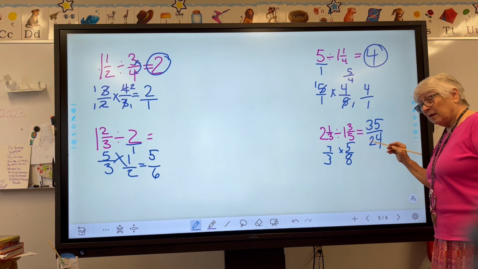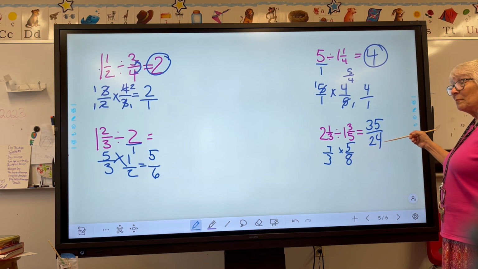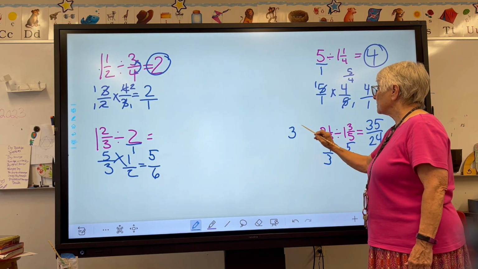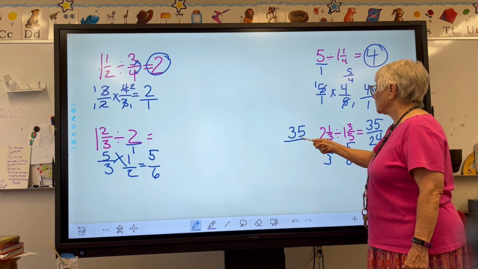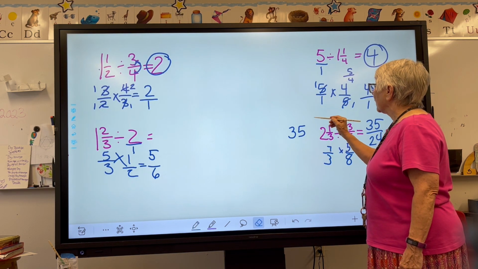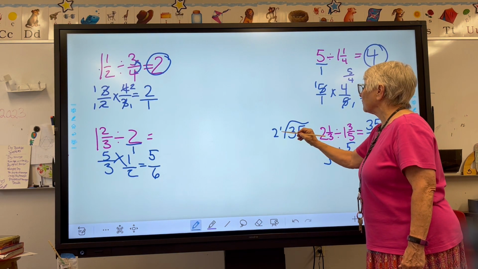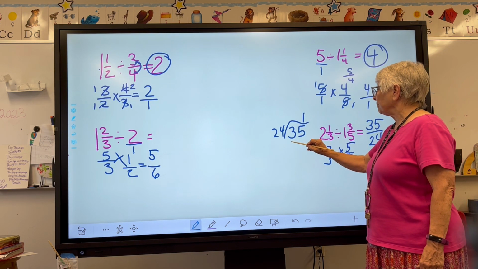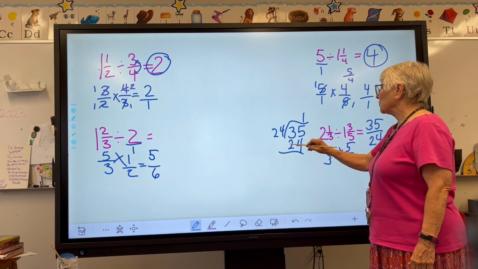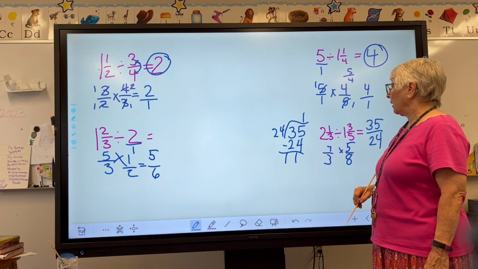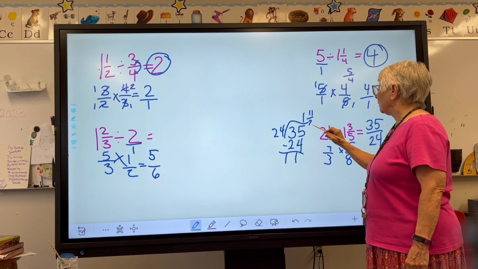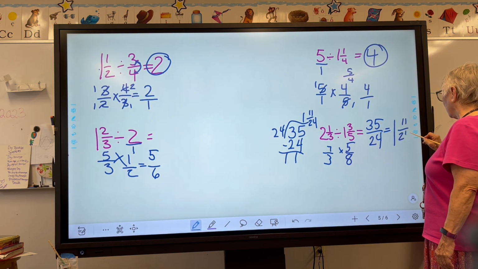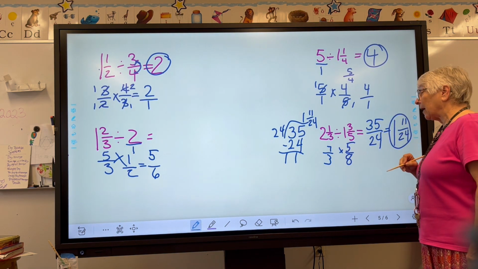So this time we got an improper fraction. So let's see. 35 divided by, oops, put the real division sign in there, divided by 24. That's not a very good division sign, but it'll do. 24 goes into 35 only one time, and when we subtract that, we get 11. So it's 1 and 11 over 24. That's your final answer. You have to put it back in a mixed number.